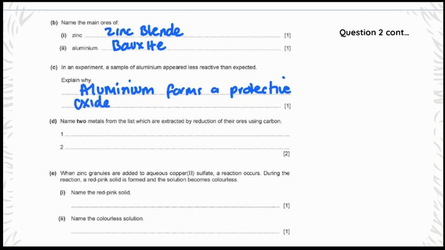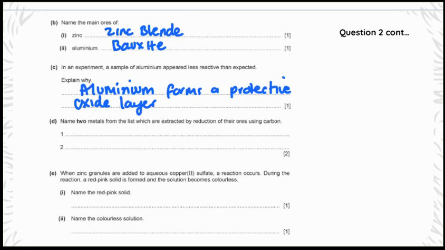oxide layer. And what happens is it reacts with the oxygen in the air very rapidly, and then that oxide layer is very, very stable. And so it actually protects the aluminium with a layer of aluminium oxide. So the aluminium inside doesn't actually react any further, which makes it appear less reactive than we would expect because it's quite high up the reactivity series.